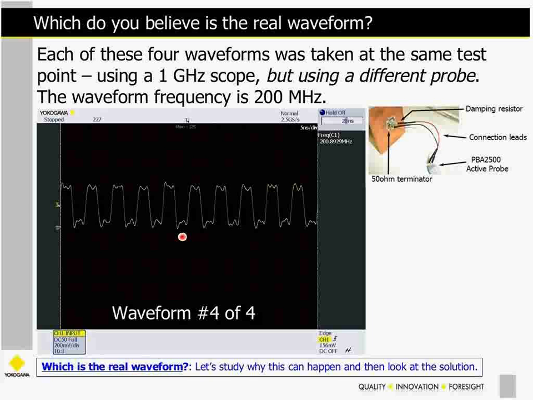So your job is to decide which one of these waveforms you believe, and maybe you'll see in one of those 4 slides waveforms that you believe you've seen before. So possibly you've faced this issue.